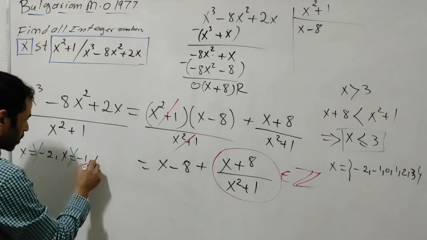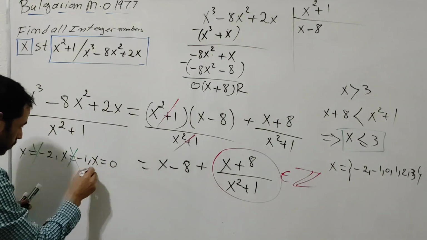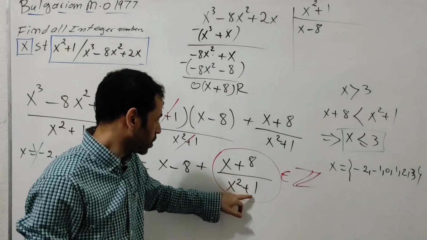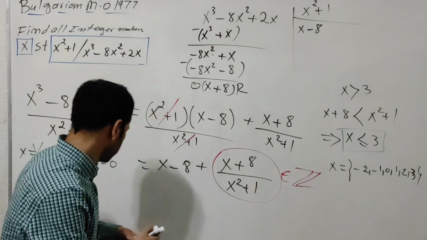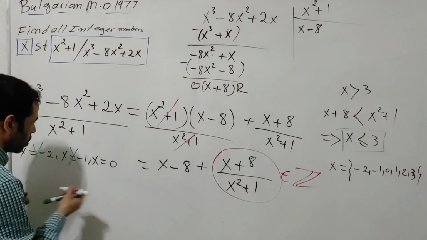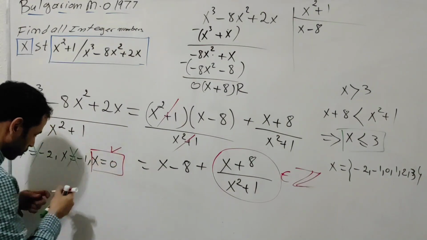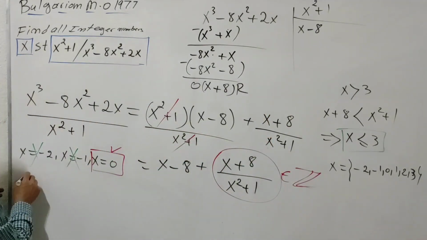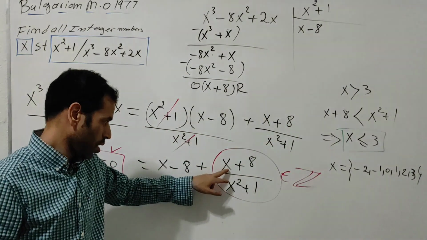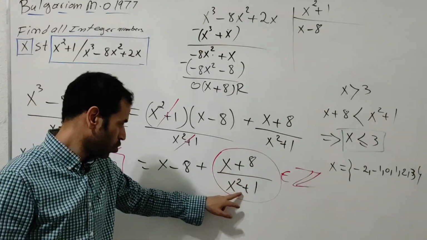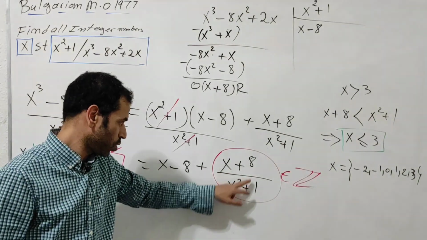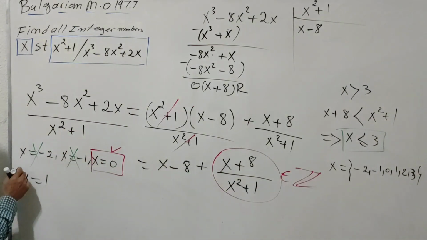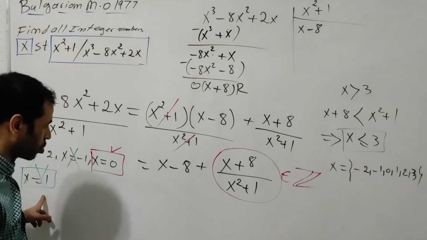I'm going to check x equal to 0. With x equal to 0, the numerator is 8 and the denominator is 1. That means 1 divides 8, that's okay, so x equal to 0 is a solution. I'm going to check x equals 1. With x equals 1, 1 plus 8 is 9. In the denominator we get 1 plus 1, which is 2. 9 over 2 is not an integer, so x equals 1 is not a solution.